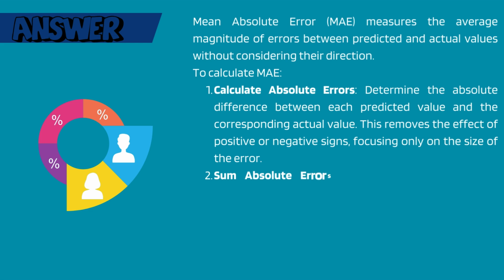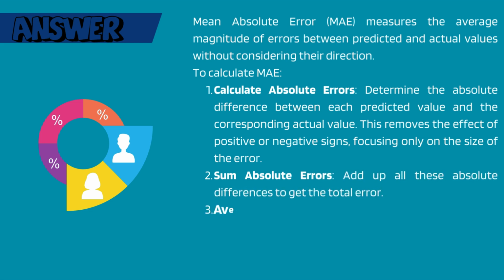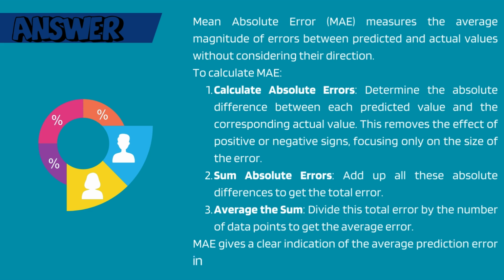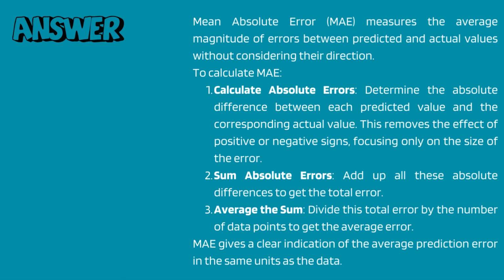Sum the absolute errors: add up all these absolute differences to get the total error. Average the sum: divide this total error by the number of data points to get the average error. Mean absolute error gives a clear indication of the average prediction error in the same units as the data.